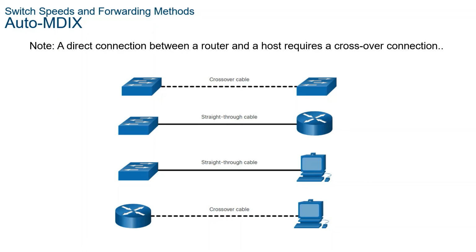The Auto-MDIX feature is enabled by default on switches running IOS release 12.2 or later. However, the feature could be disabled. For this reason, you should always use the correct cable type and not rely on the Auto-MDIX feature. The Auto-MDIX can be re-enabled using the mdix auto interface configuration command.